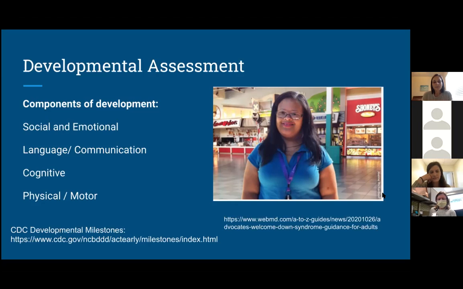All right, and then we just wanted to point out that there's this CDC developmental milestones resource that's available, less for deciding an age that this patient has skills at the level of, but just to consider that these different areas of development are really separate categories.